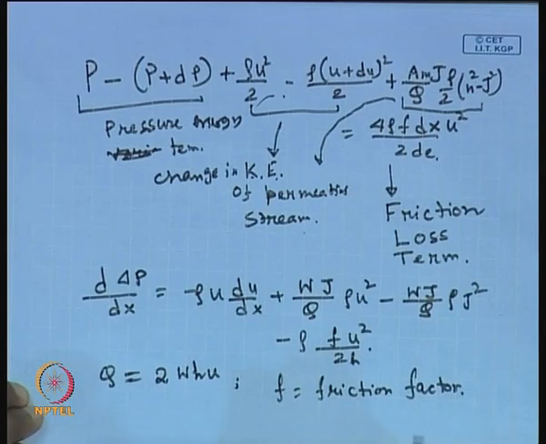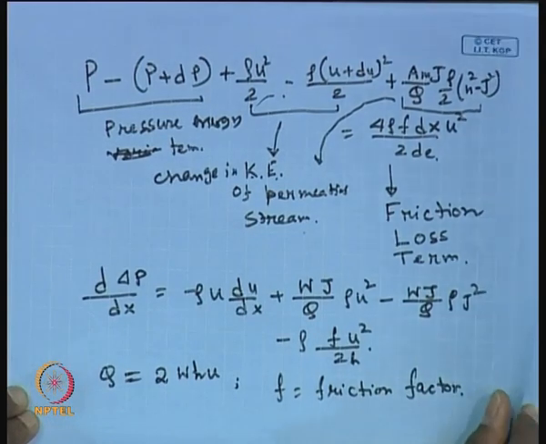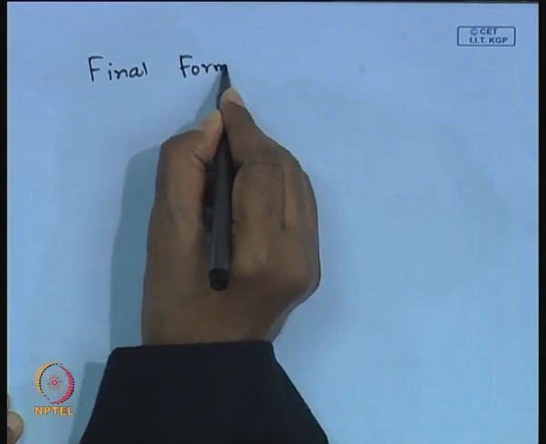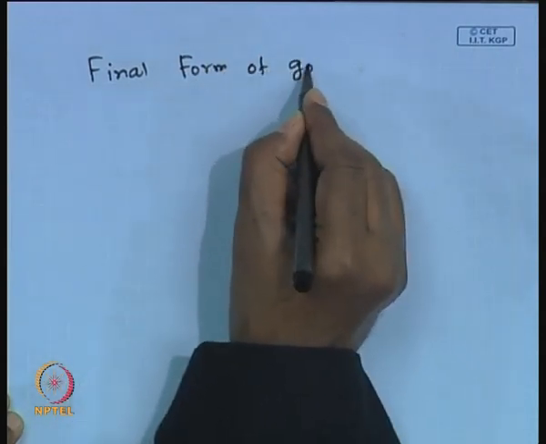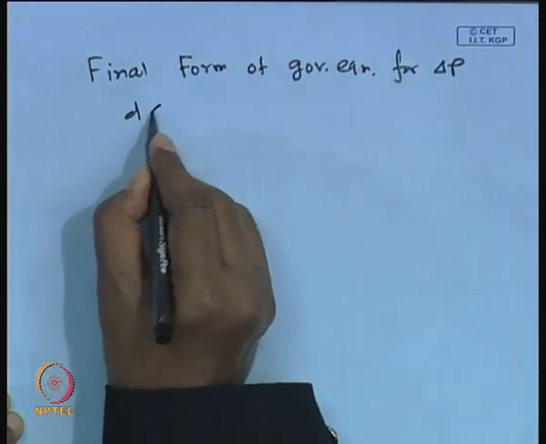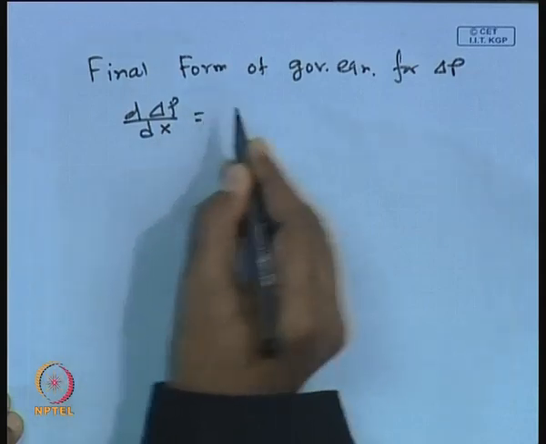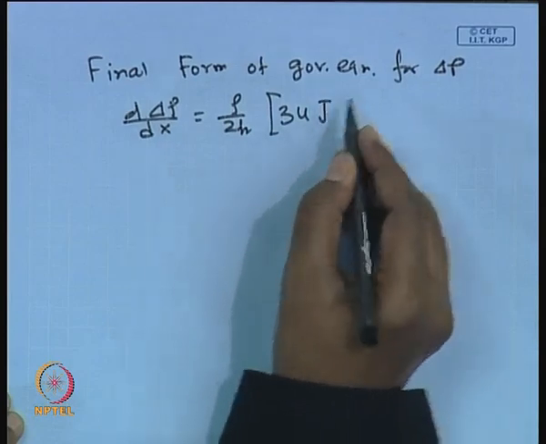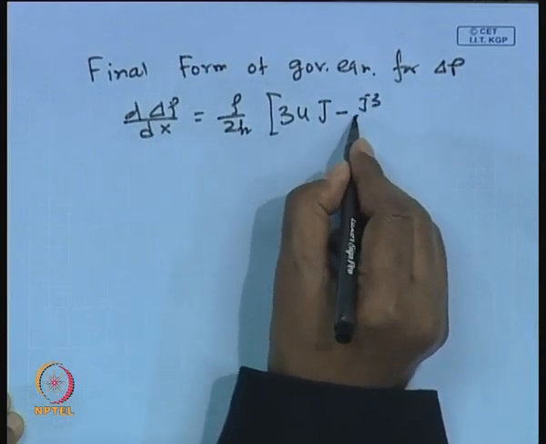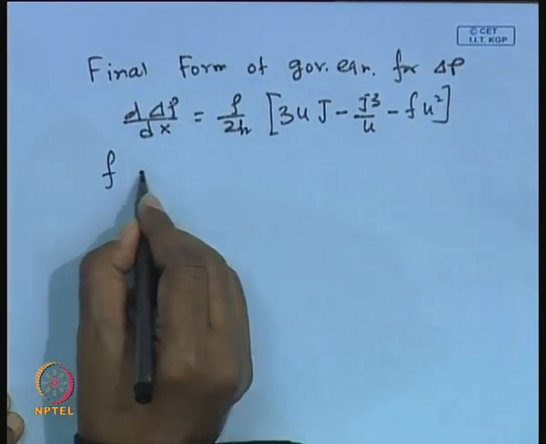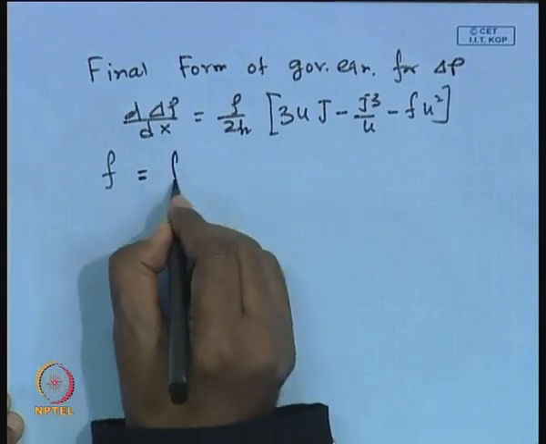Now, once you do this, you will get the final form of the pressure balance equation, the final form of the governing equation for delta P: d delta P by dx is equal to rho by 2h times (3 u j minus j cube by u minus f u square), where f is the friction factor.